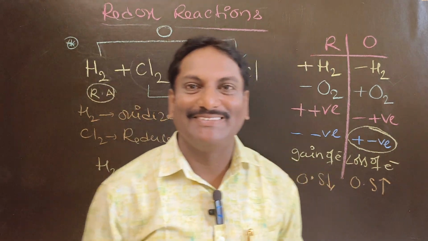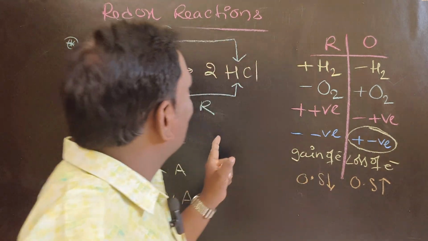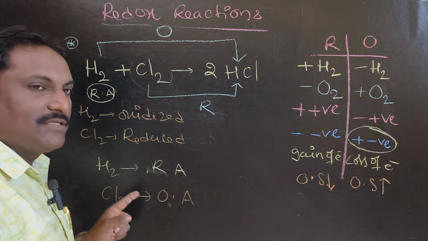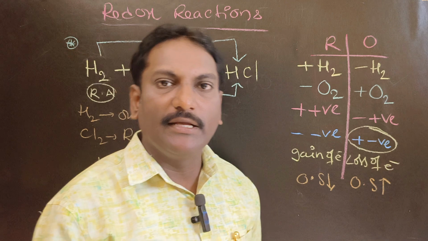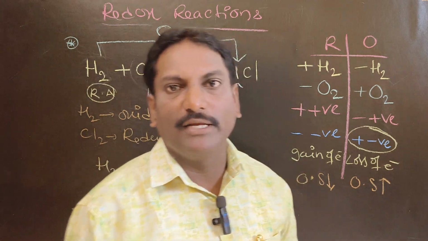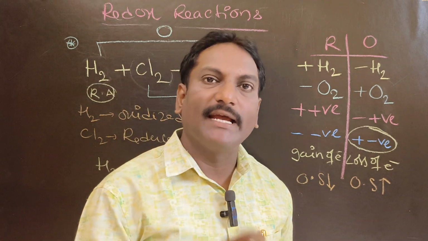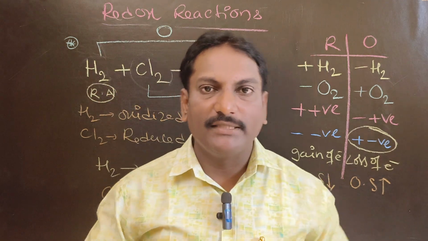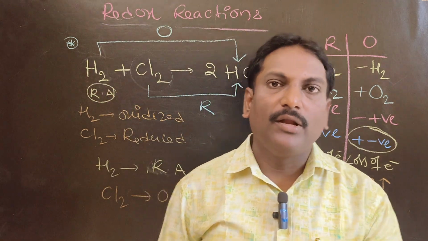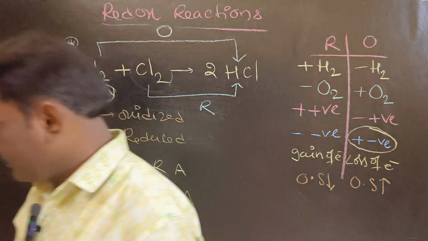Is it clear to you? Right? This one is identification of reduction and oxidation, finding which one is getting reduced and which one is getting oxidized, and third one is which one is acting as reducing agent and which one is acting as oxidizing agent. Now let us take one more example.